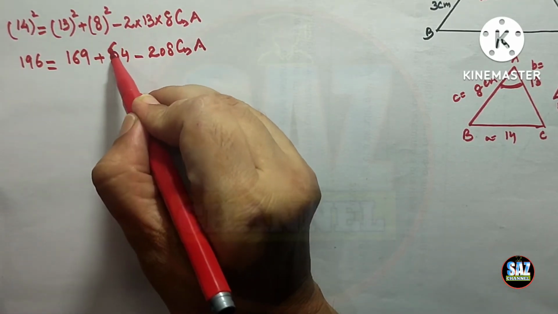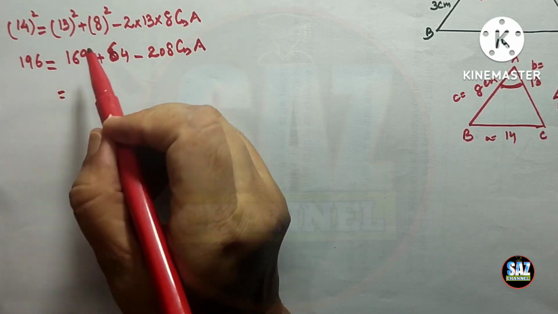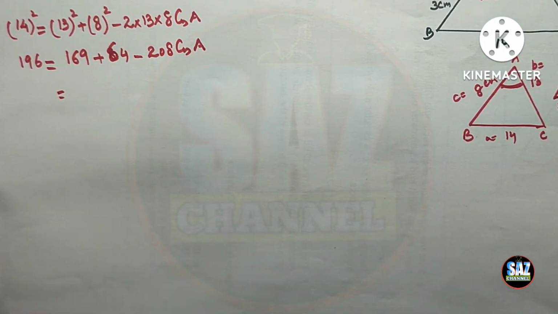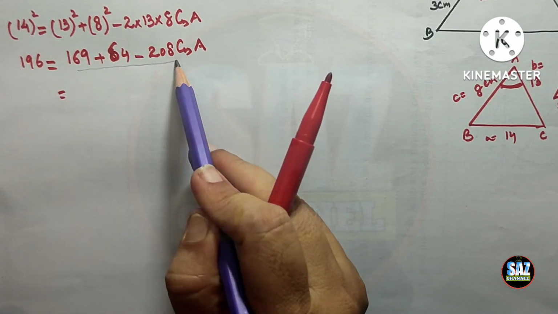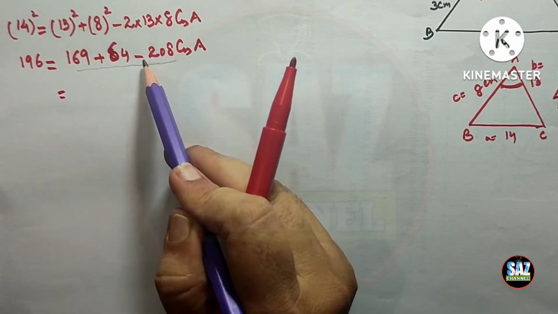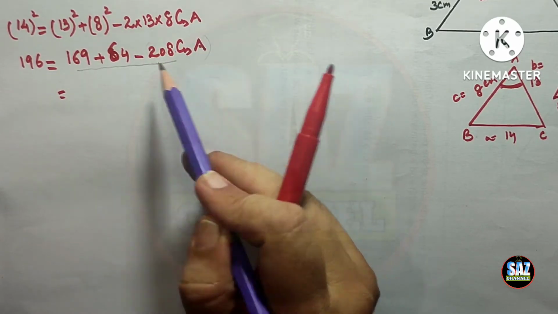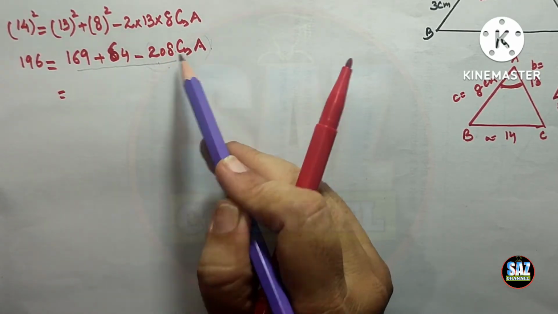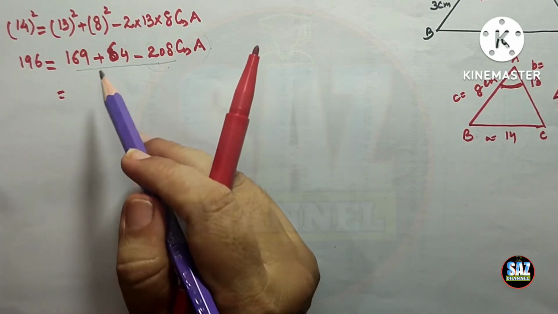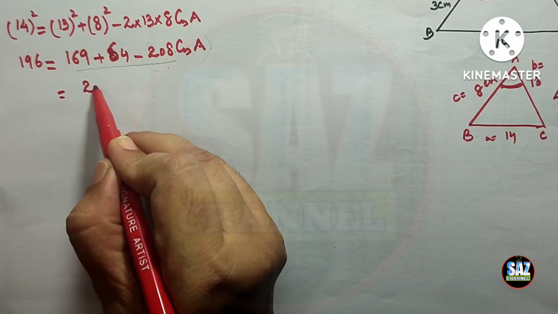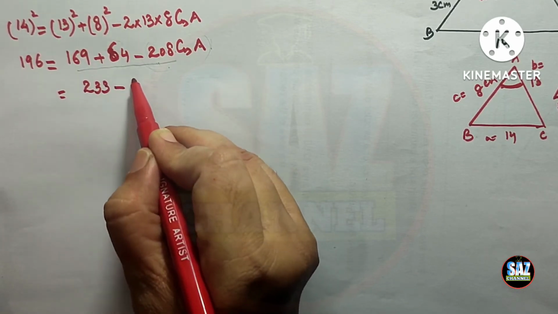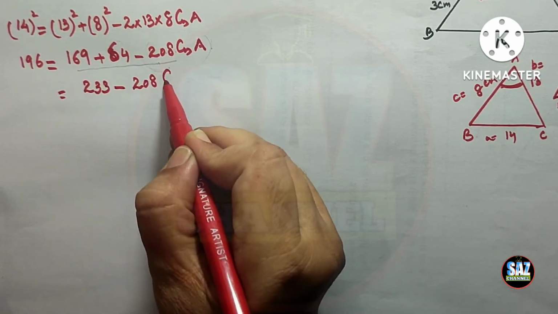Okay, again this is the common error that students start solving all these numbers together. Be careful that this 208 has cos of A multiplied with it. We cannot add up these three numbers. We simply have to add up these two numbers, 169 plus 64, and this gives me 233 minus 208 cos of angle A.